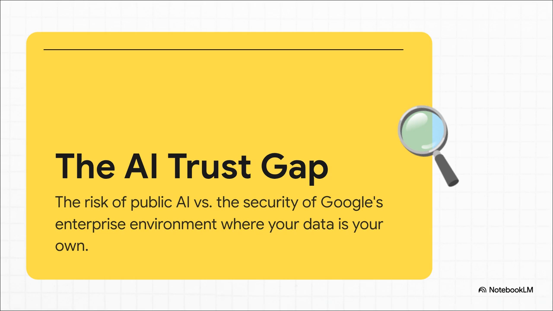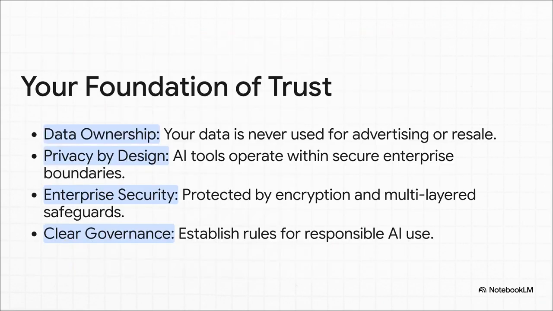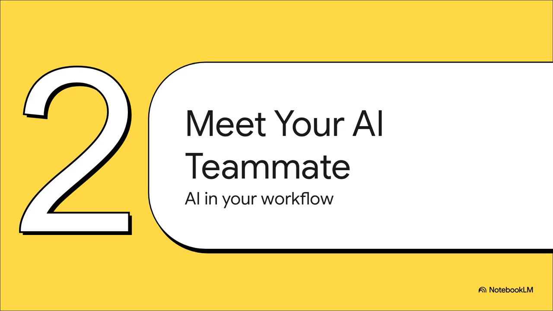It's the huge difference between public AI models that learn from, well, everything on the internet and a super secure, enterprise-grade environment. The main thing to remember is simple. With Google's approach, your business data is never, ever used to train public models. It stays yours, period. You're going to get hands-on with these core principles. We're talking everything from making sure your data stays your data to setting up clear rules for how AI gets used. This is how AI stops being a risk you have to worry about and starts being a partner you can actually rely on.